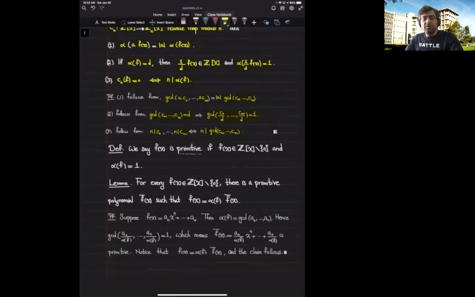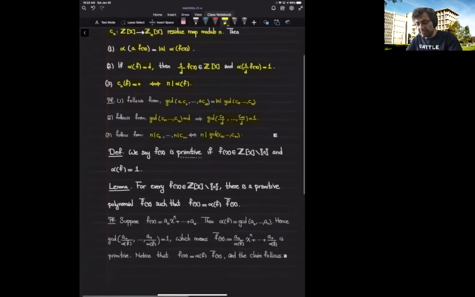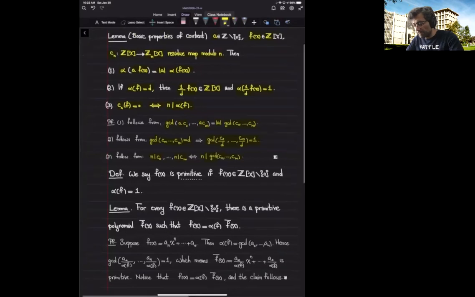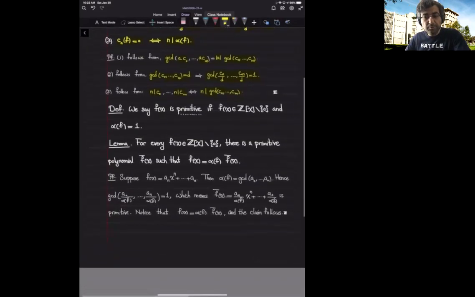These are some basic properties of the GCD, and using those, we get these basic properties for the content of integer polynomials. Now, a polynomial is called primitive if its content is 1. If it's a non-zero integer polynomial and its content is 1, we call it a primitive polynomial.